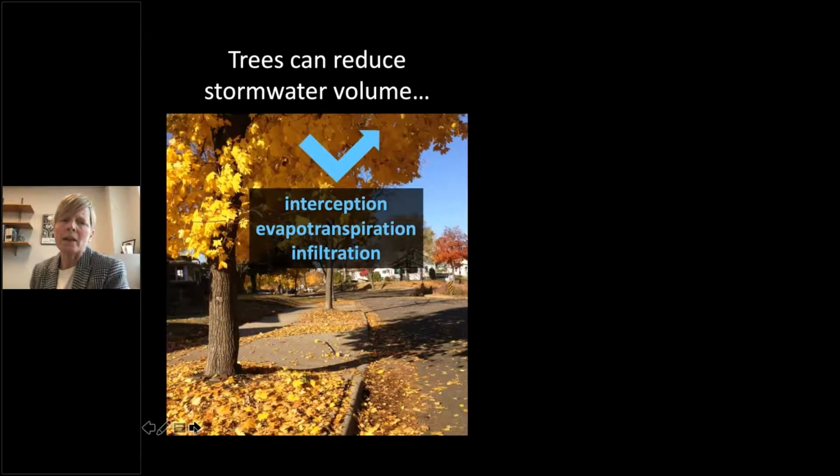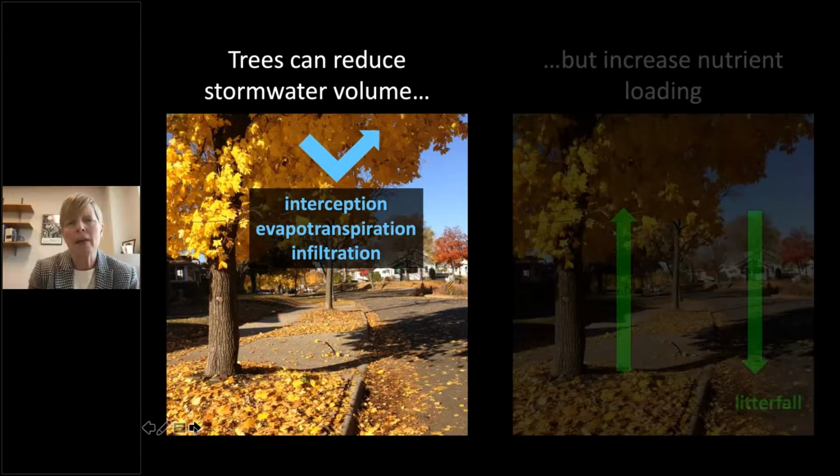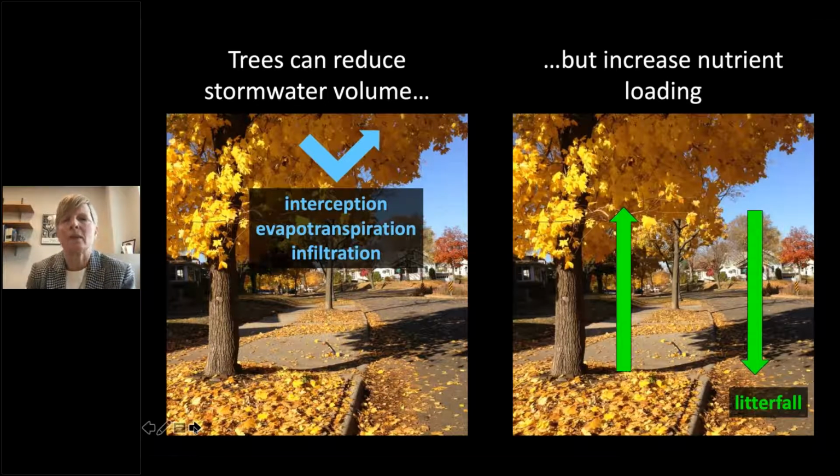So I just want to step back a little bit and talk about the importance of street trees as sources of phosphorus to streets and stormwater. So we know that trees can reduce stormwater volumes through interception, evapotranspiration, and also promoting infiltration of phosphorus in soils. But at the same time, they can have the net effect of increasing nutrient loading, because trees can increase the concentration of phosphorus in stormwater.